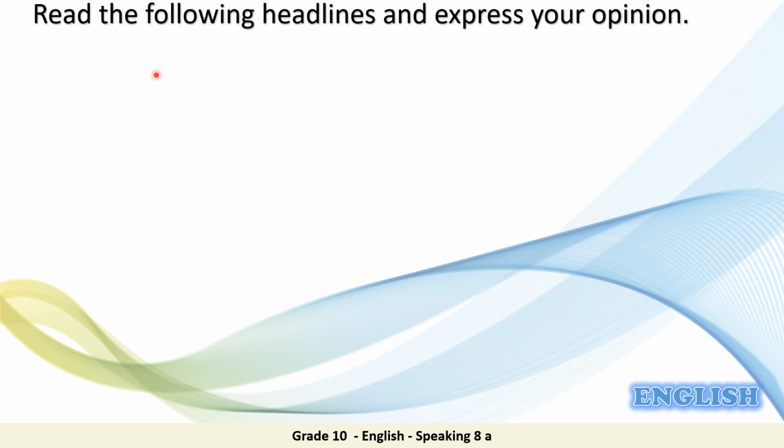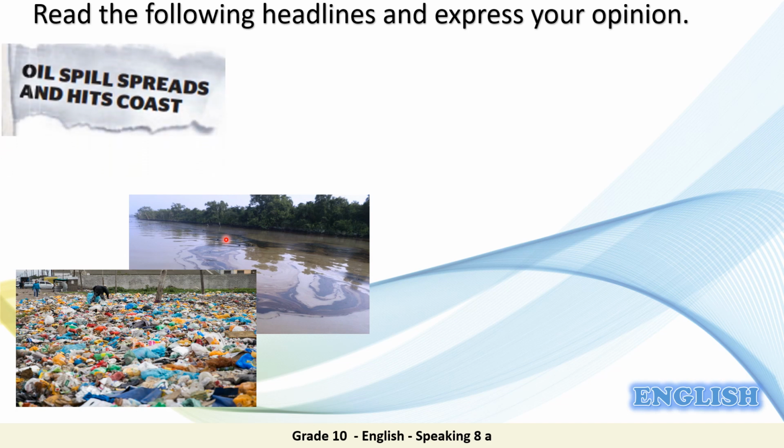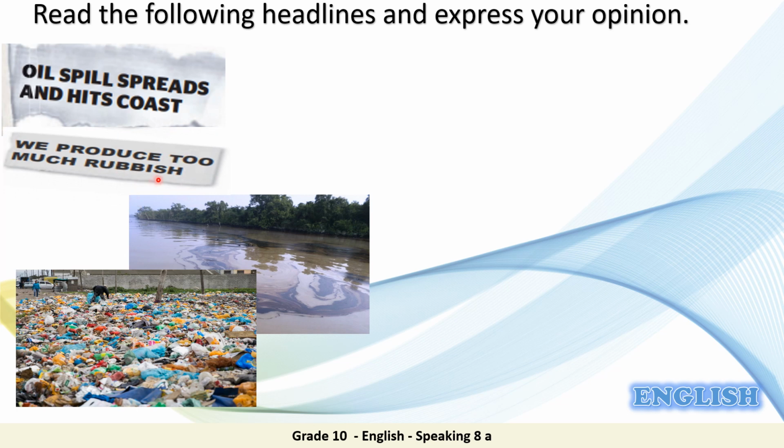And now let's read the following headlines and express our opinion. Let's look at these two pictures. What do they refer to? What's this environmental problem? That's correct, it's oil spill. So the headline here says oil spill spreads and hits coast. Also here, this is rubbish. We produce too much rubbish.